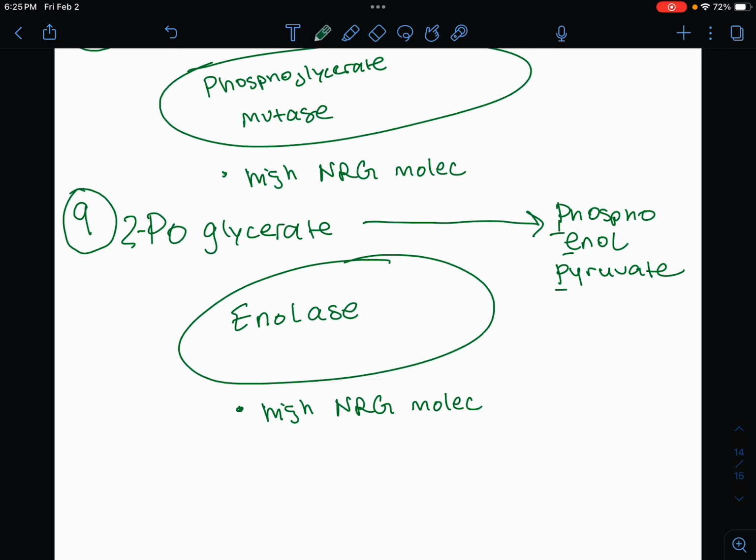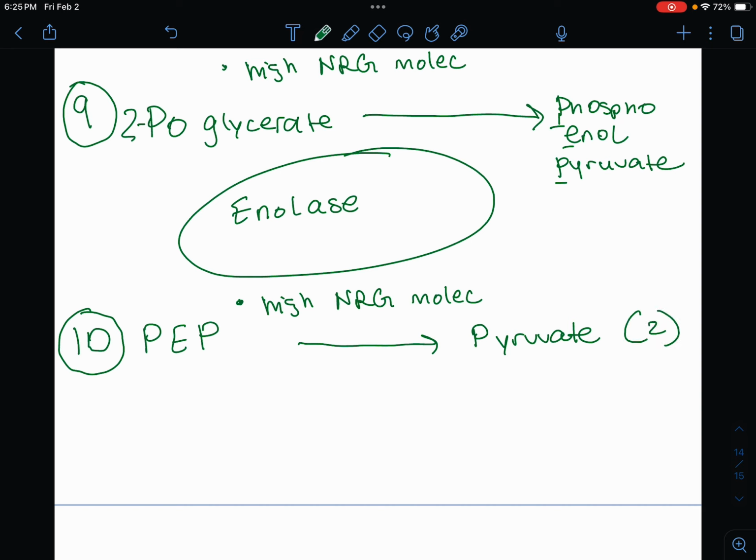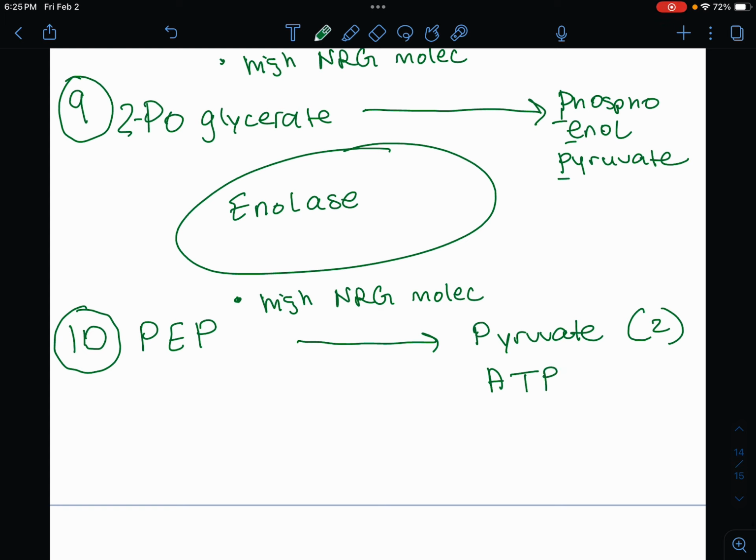continuously transforming it. All right, number 10, this is the last step of the payoff phase. We're going to have that phosphoenolpyruvate. We're going to transform it to our regular pyruvate. Remember, the net will be 2 copies of this. And we're also going to get our last ATP here, our last set of ATP. Not AP, this is not an AP class. Stop writing that. Okay.